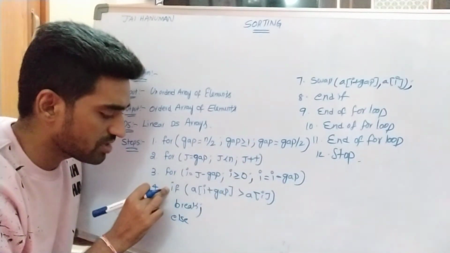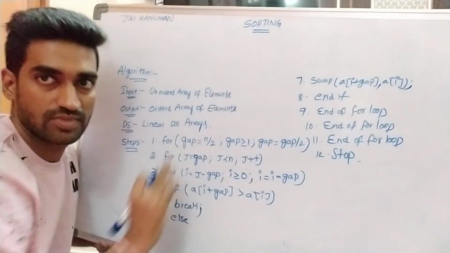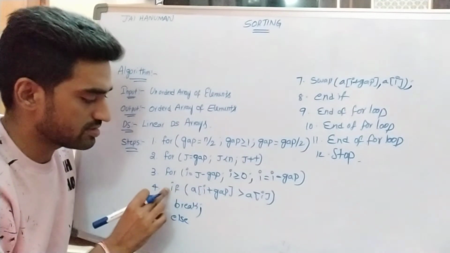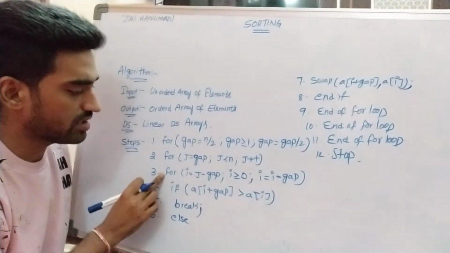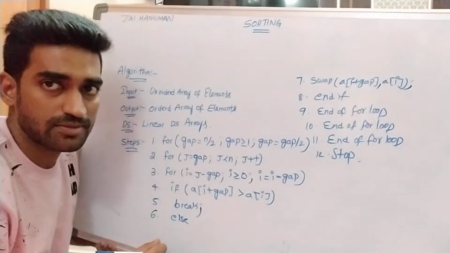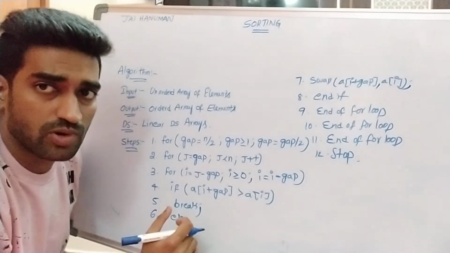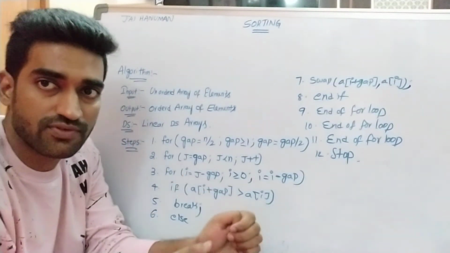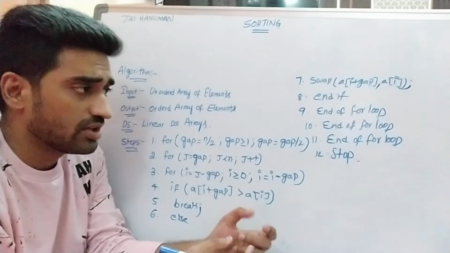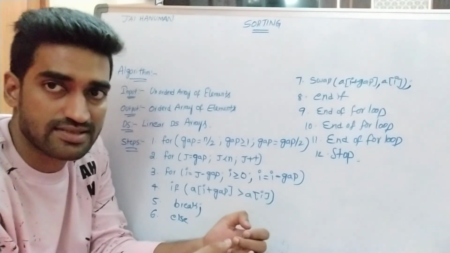Once this condition fails, we can execute the else part. In the else part, we are swapping these two elements. Finally I am closing this end if, then we close the loops. So this is the algorithm for shell sort. Based on this algorithm, I am solving one problem and arranging all the elements in ascending order. If you have any doubts regarding this algorithm, please post your doubts in the comment section. Thank you.